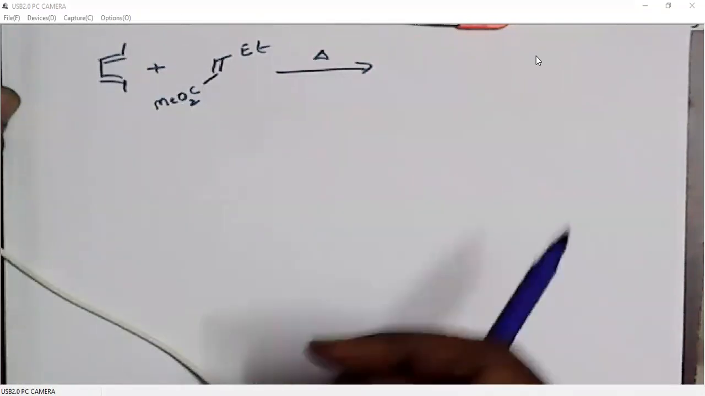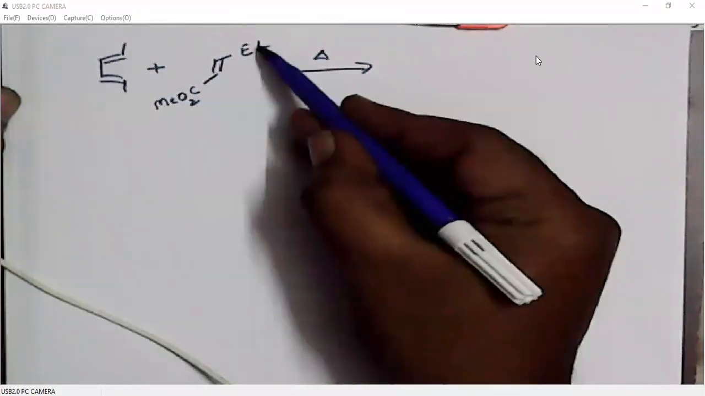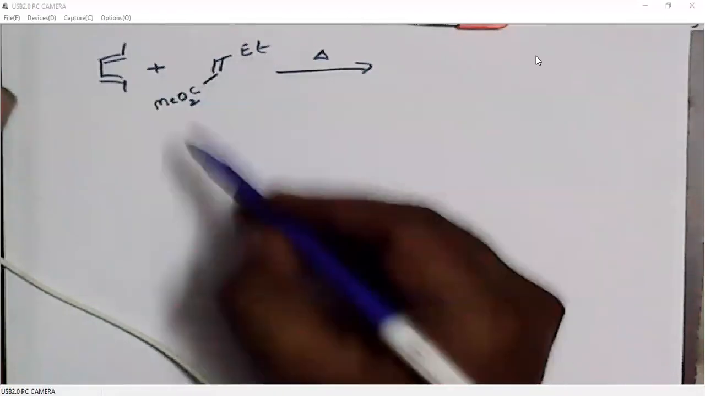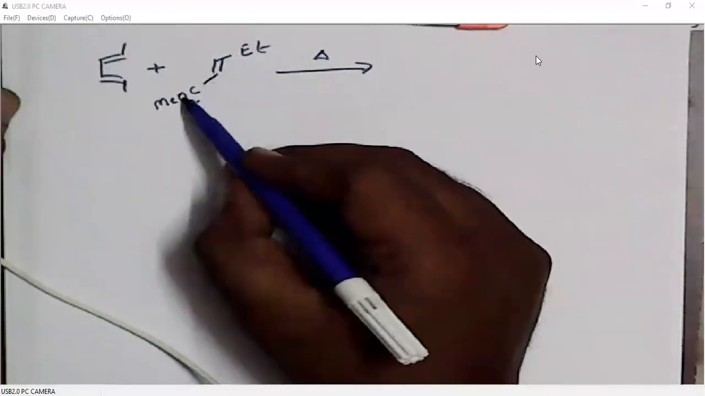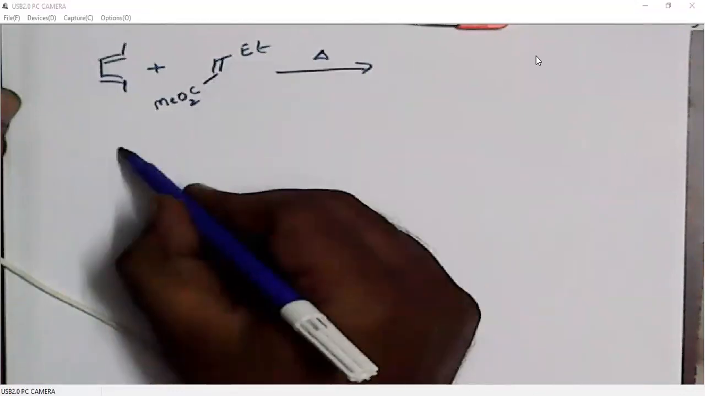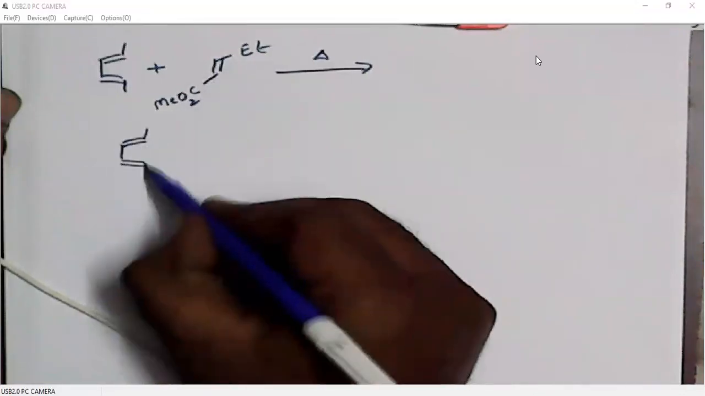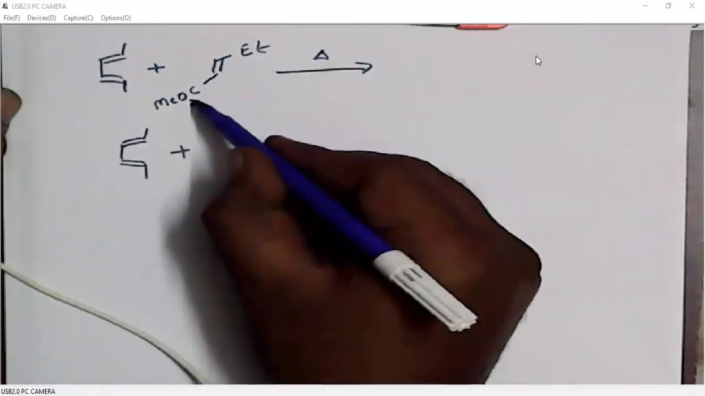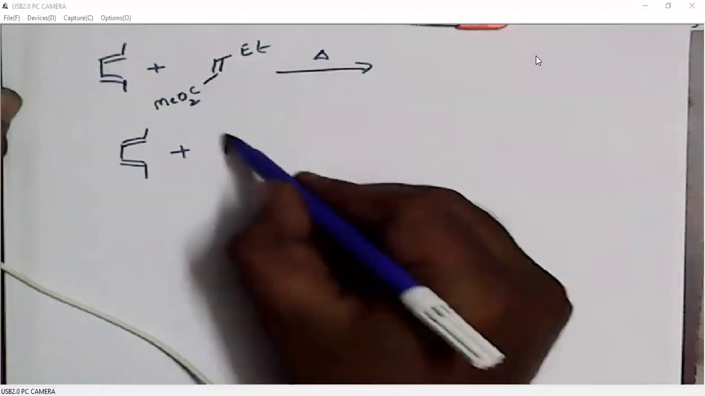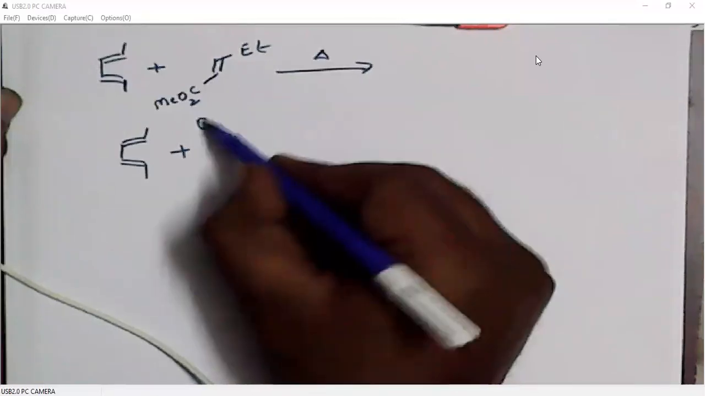If both sides we have carboxylate groups, then it is fine whether we write this like this. But in this case, one side we have a carboxylate ester group, and one side we have a normal alkyl group. Then we may try to write it like this also.